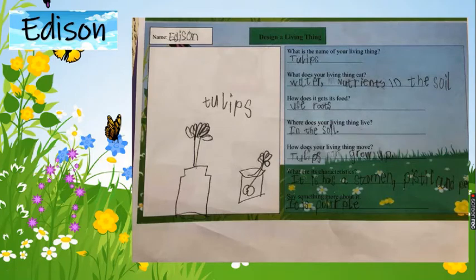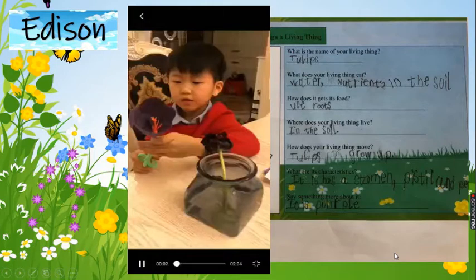It also grows up. That's how it moves. It doesn't run around, it doesn't fly like Abura's living thing, it doesn't walk and crawl like Joey's living thing, but it grows up. It has a stamen, pistil, and petals. Yes, the part of its flower that reproduces. And the color is purple. Now let's hear Addison say something about his living thing. So I hope you guys enjoy and watch this video.